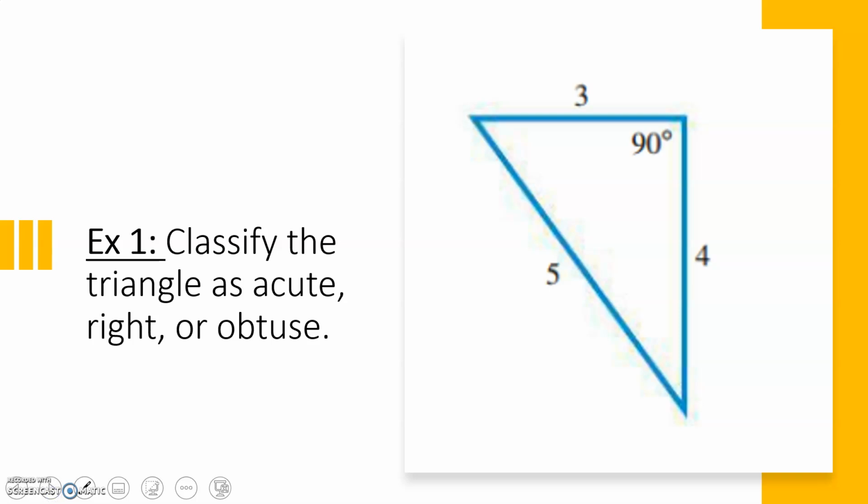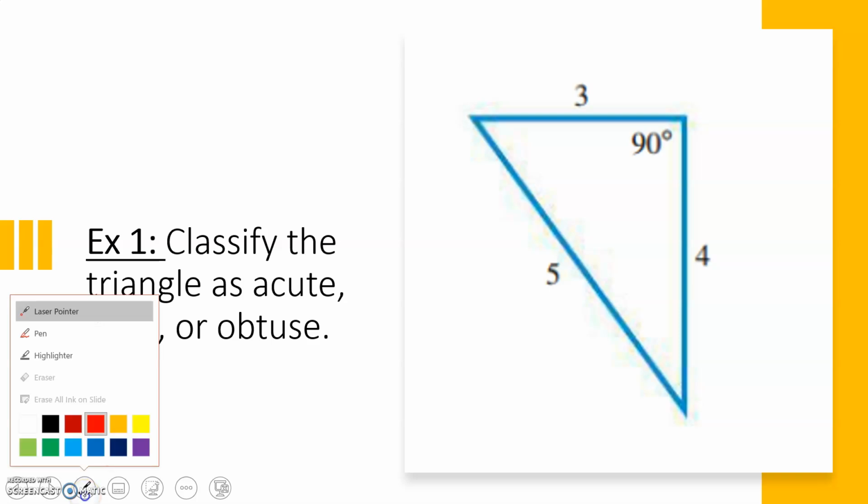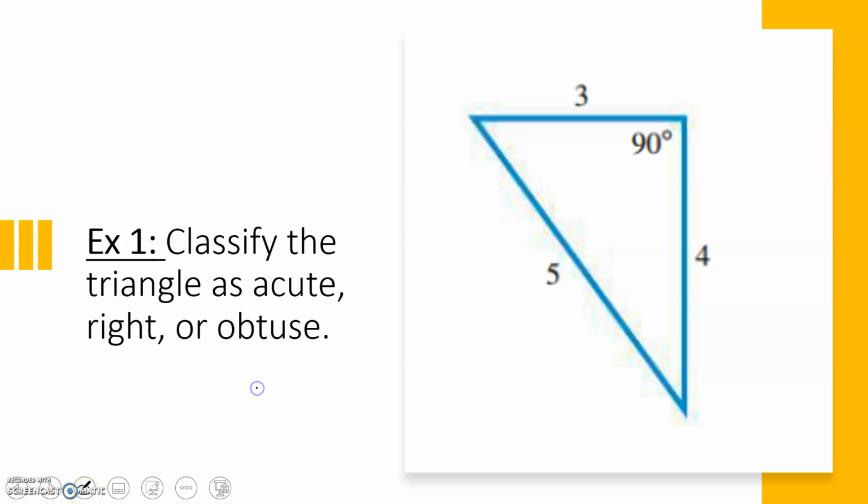So let's look at some examples. For this first example, classify the triangle as acute, right, or obtuse. I'm going to give you a second to make a guess. Hopefully you said that this is a right triangle. If you said right, then you are correct. Because of this 90-degree angle, which we normally use a half box to denote, that's a right angle, which means it will be a right triangle.